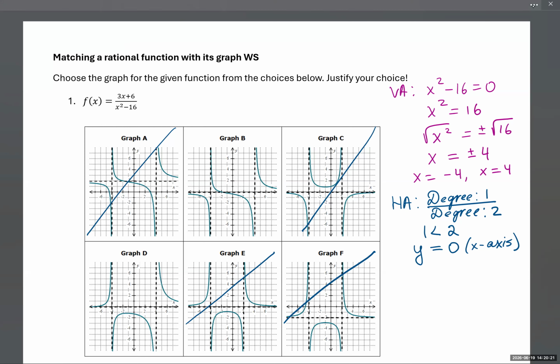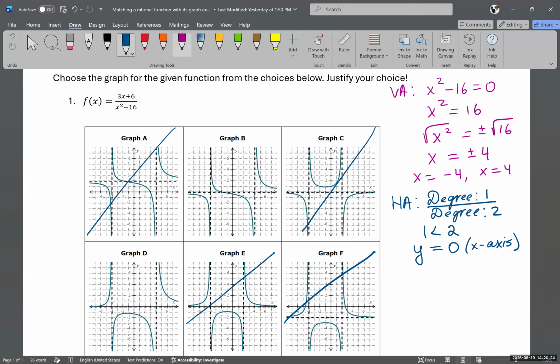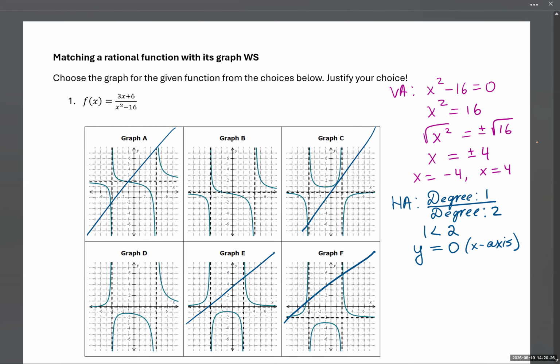We need to figure out which one it is between those two. The easiest way to do that is to create a test point. And the easiest test point is the y-intercept, so when x is 0. So y would be 3 times 0 plus 6 divided by 0 squared minus 16. So this is 6 over -16. I know it's a super small number, so we can't really know whether our y-intercept is at that spot specifically, but a lot of the times we can come pretty close.